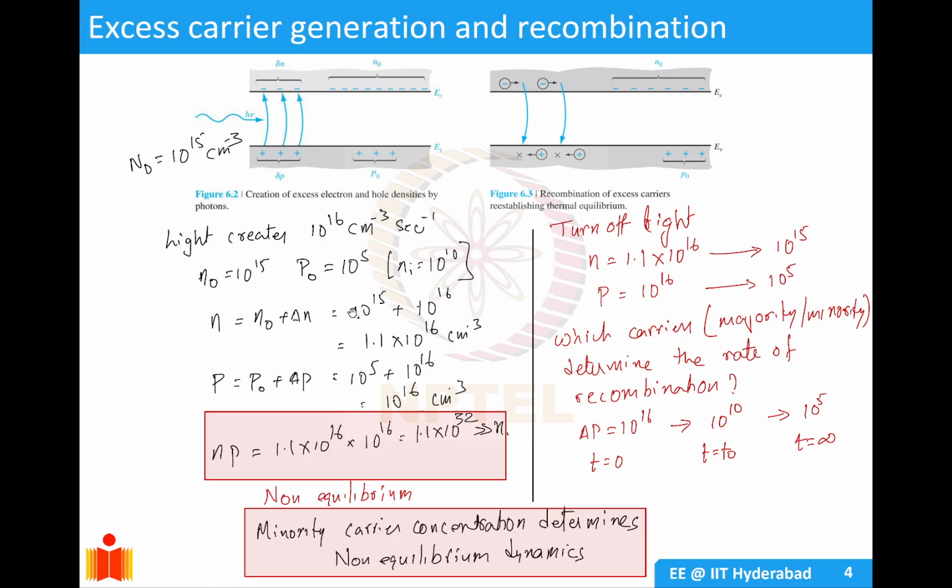This is called high level injection because here the minority carrier does not remain a minority carrier anymore, as it has exceeded the initial carrier concentration of N naught, since the injected carriers were more than the initial carriers.